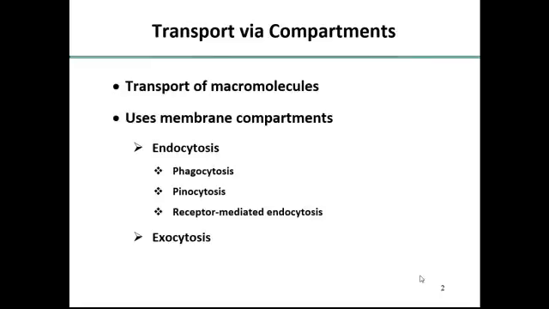And if it's not following the concentration gradient, if it's against the concentration gradient, then you need to consume energy. So you need to consume ATP. That is how the primary and secondary types of active transport come in.